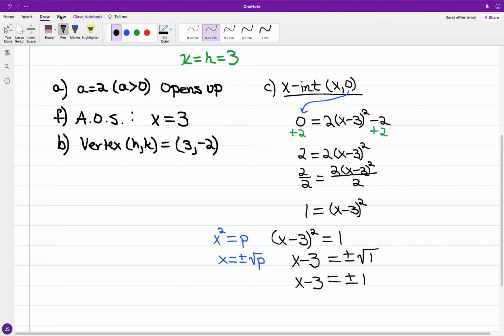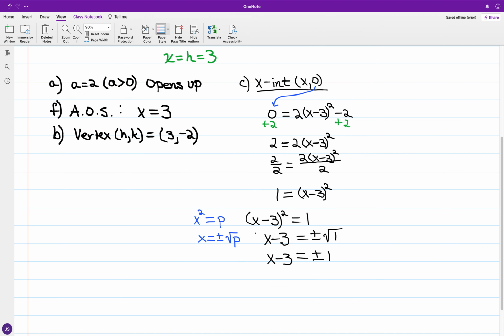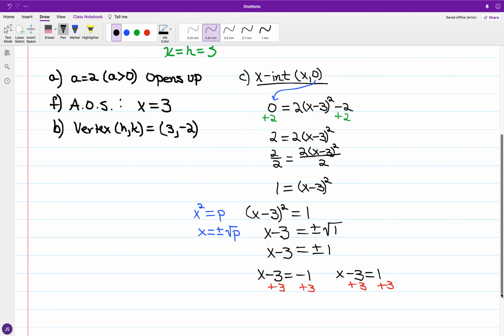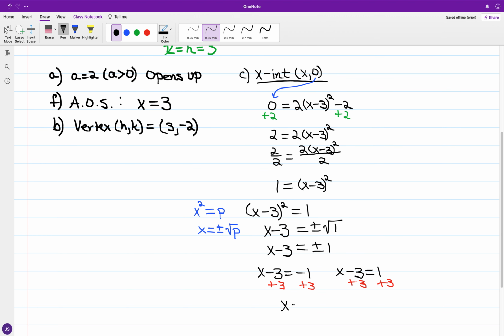And so for the x-intercepts, if I separate the plus and the minus 1, at the lower end x minus 3 is equal to negative 1, and at the upper end x minus 3 is equal to 1. Isolating x in both equations, we add 3 to both sides. So if x minus 3 is equal to negative 1, x is equal to 2. If x minus 3 is equal to 1, x is equal to 4.